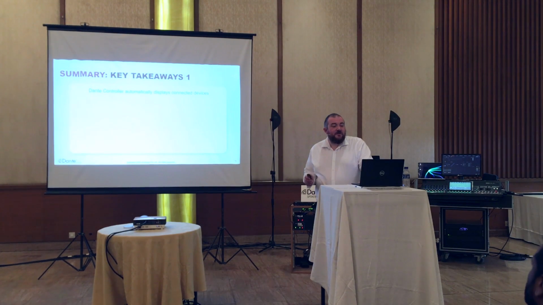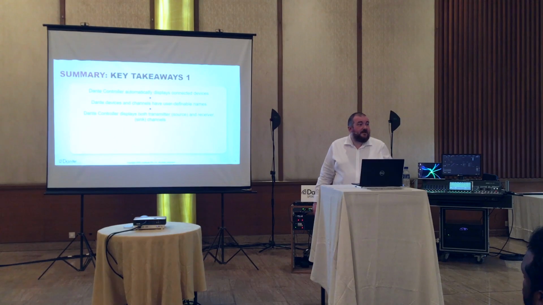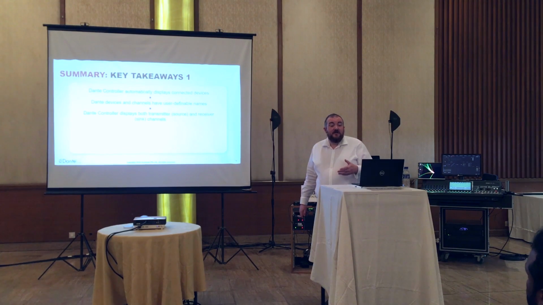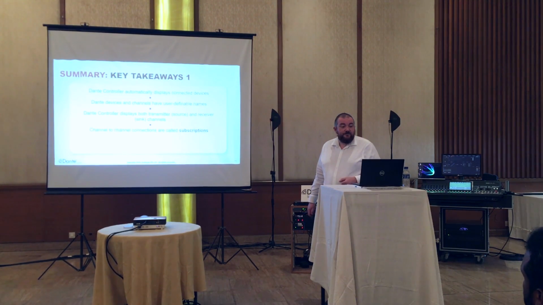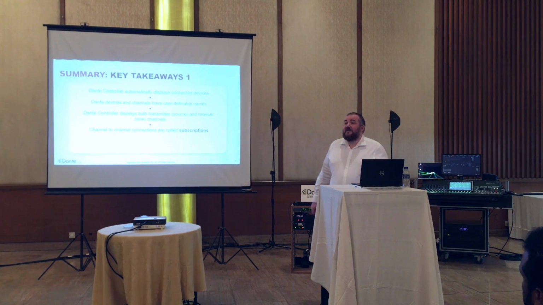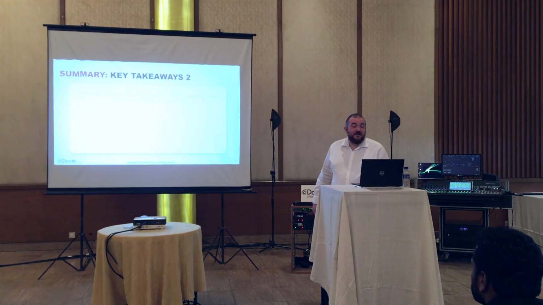So the key takeaways: Dante Controller automatically displays connected devices in real time. Dante devices and channels have user-definable names. Dante Controller will display both the transmission channels, the source channels, and the receiver sync channels. And channel-to-channel connections in Dante, we call them subscriptions, and they do look like email addresses. It's channel name at device name, and now we have domains. We have domain as well. And subscriptions are made and deleted by clicking at the intersection between the sending and the receiving channel, and we get a nice green tick there.